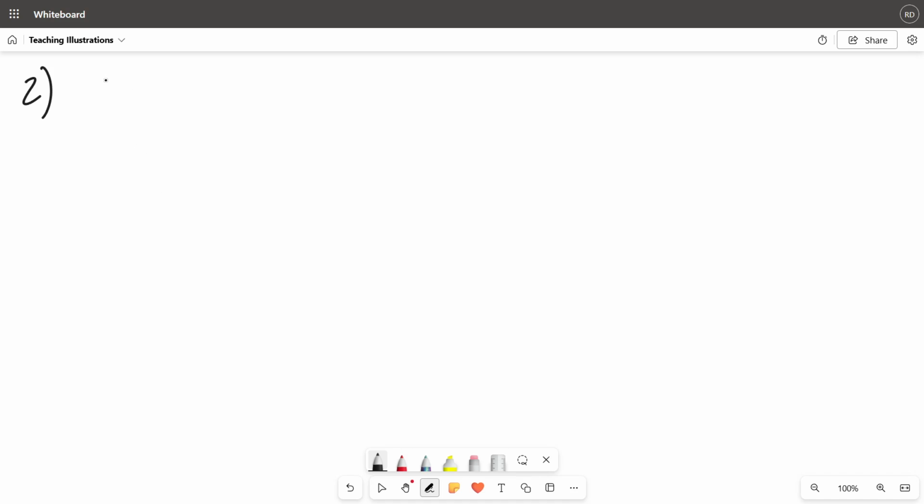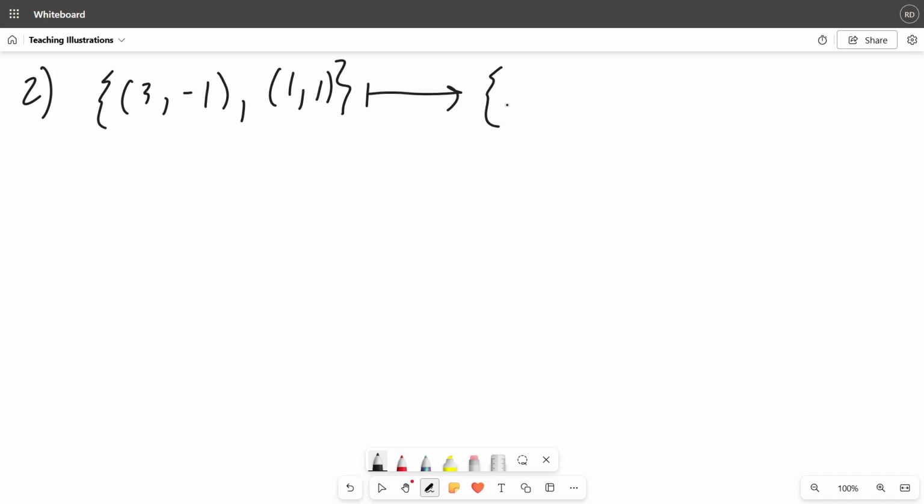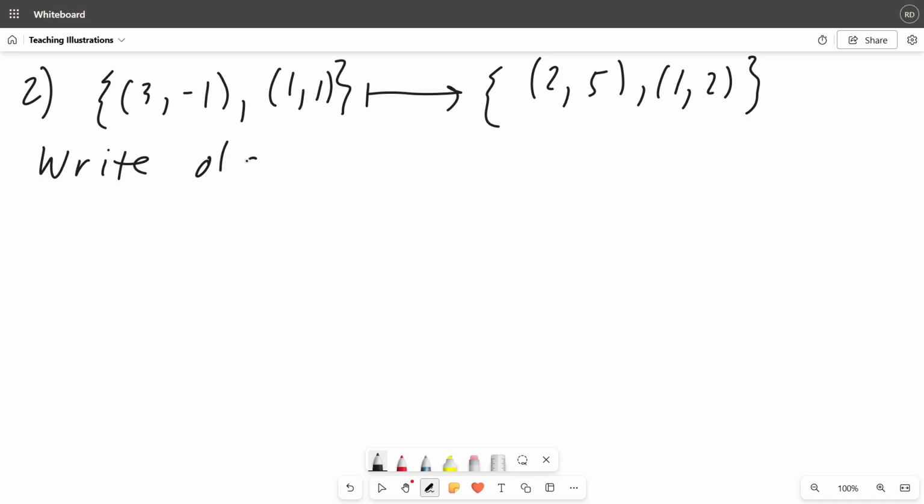It says to do a transition matrix from the basis, the first basis is (3, -1), (1, 1), and we want to transition to a new basis, which is (2, 5), (1, 2). So, how do we do this? Well, the key to it is to say we need to write the old vectors in terms of the new vectors.